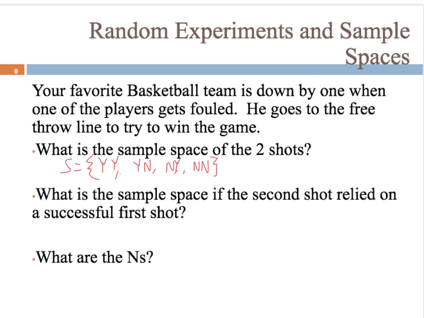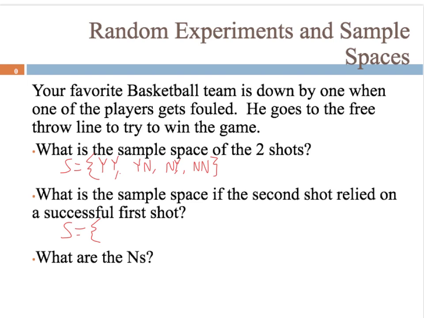Next, what is the sample space if the second shot relied on a successful first shot? So a lot of the times in a basketball game, depending on the number of fouls that the other team has committed, you may be awarded a 1-and-1 shot where you have to make the first shot to be awarded a second free throw. So our sample space for this scenario would look like this.